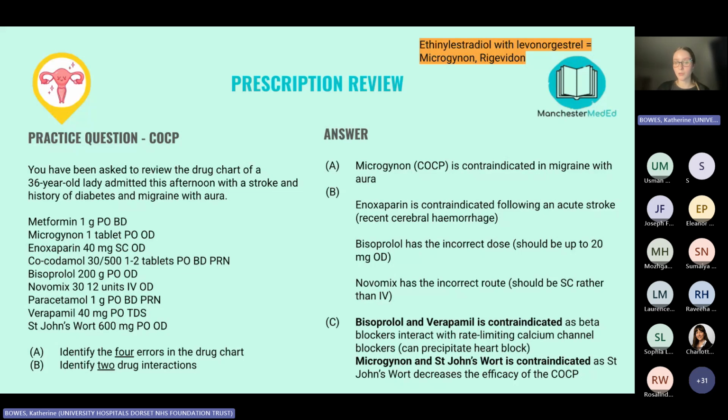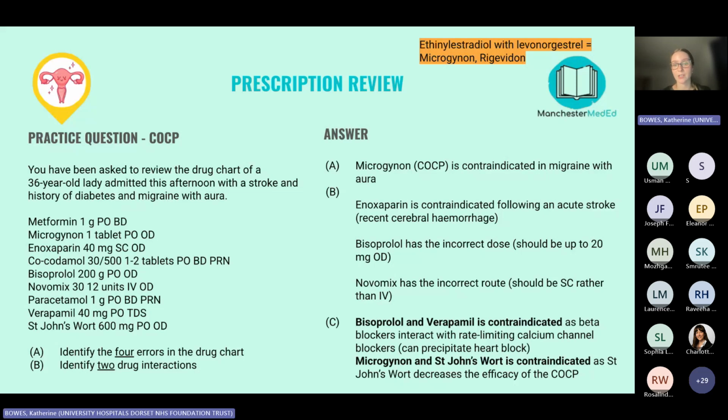In terms of the 2 drug interactions, so we've got bisoprolol and verapamil here. And this is a common question that I've seen quite a lot. You shouldn't have beta blockers being used with rate limiting calcium channel blockers. So your verapamil and diltiazem, they're your rate limiting calcium channel blockers. And it's unsafe with a beta blocker because it can precipitate a complete heart block.